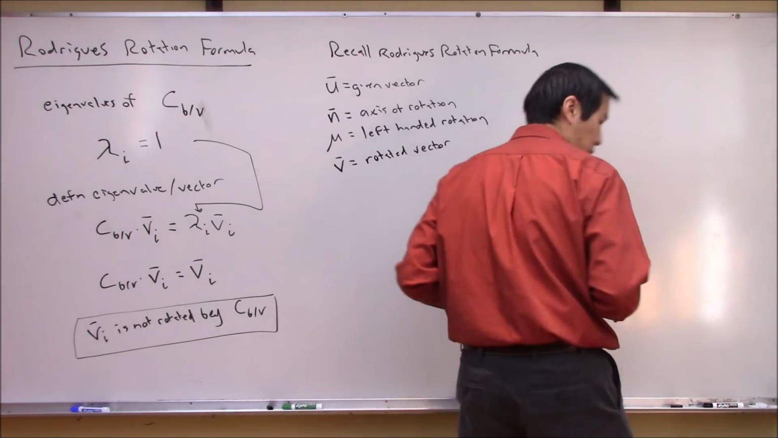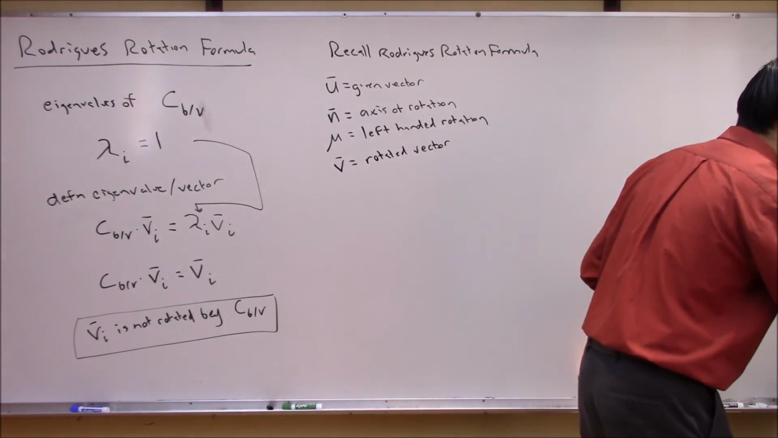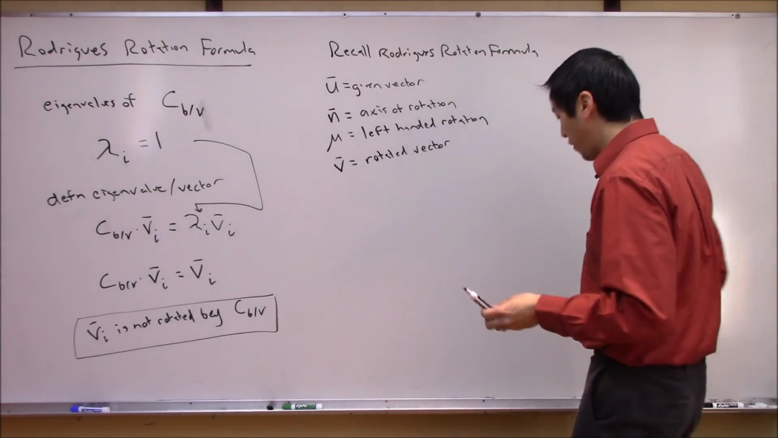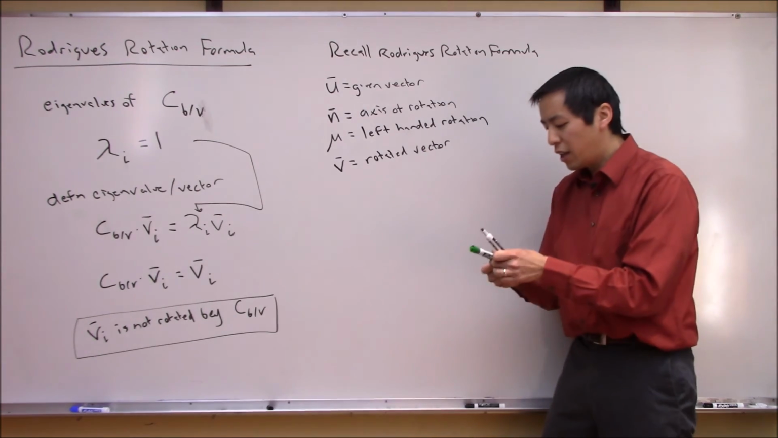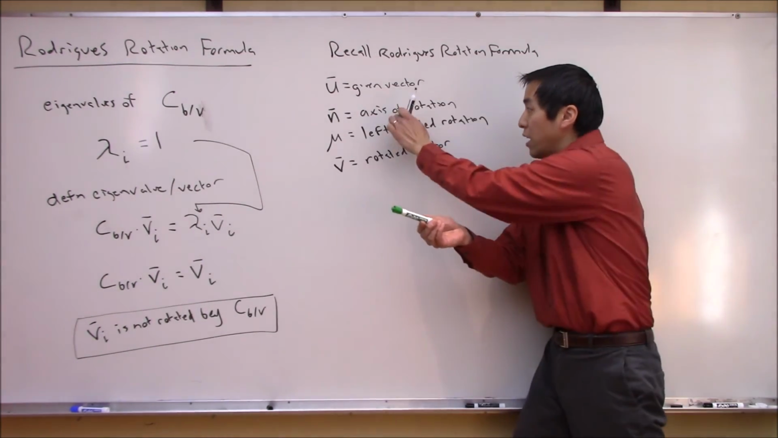Okay, so again, what's going on here, I made a little prop earlier in the video, but just to refresh your memory, let's say that maybe this green pen is your axis of rotation n.